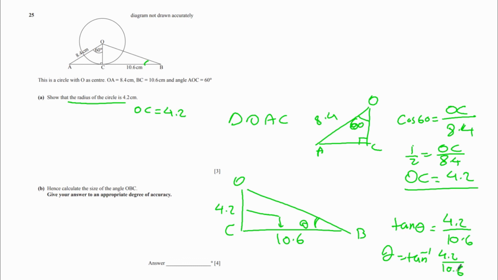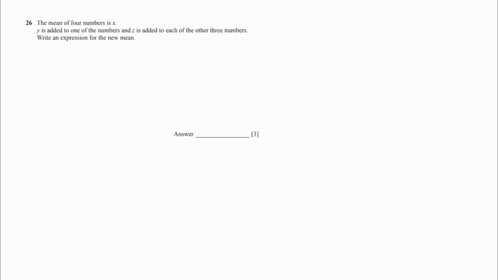So you need to use the calculator for this. You would basically do shift tan, tan minus 1 of 4.2 divided by 10.6. And the answer is 21.61 degrees. The important thing in here is that you definitely need to check that your calculator is on degrees, so it's not on radians, so your answer should be in degrees. And you need to be able to use tan minus 1. So as you can see, this answer in here should be in degrees. So if you go to the next question, the mean of 4 numbers is x.